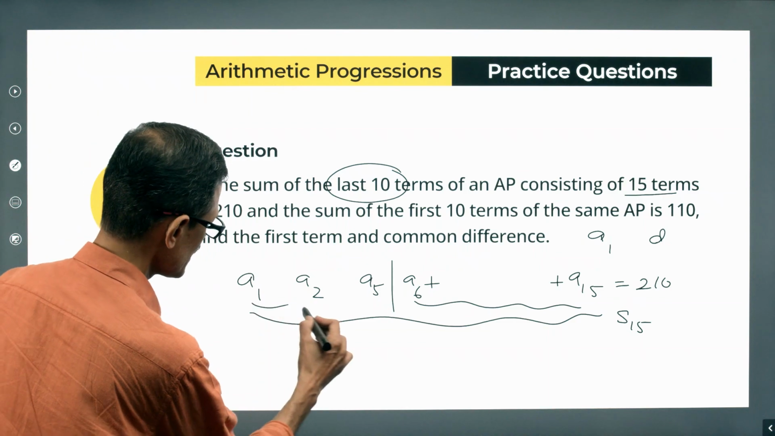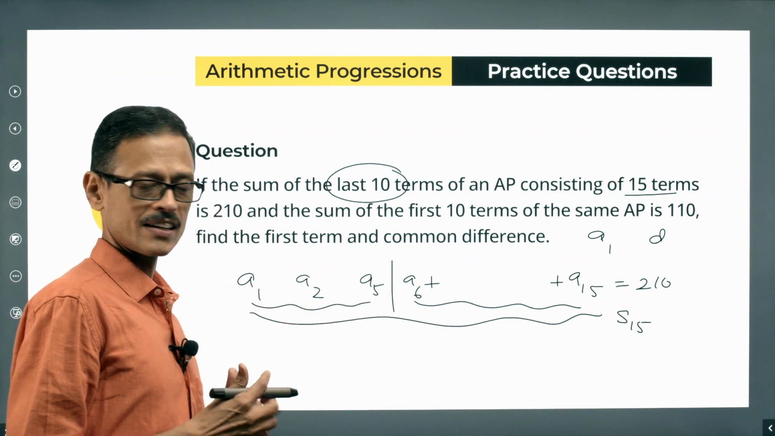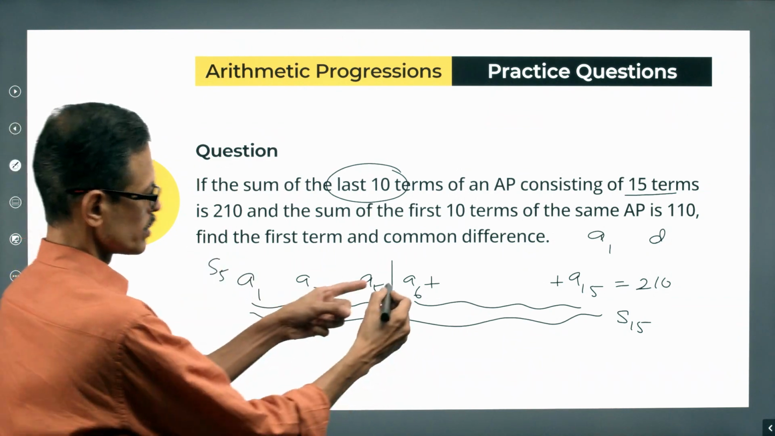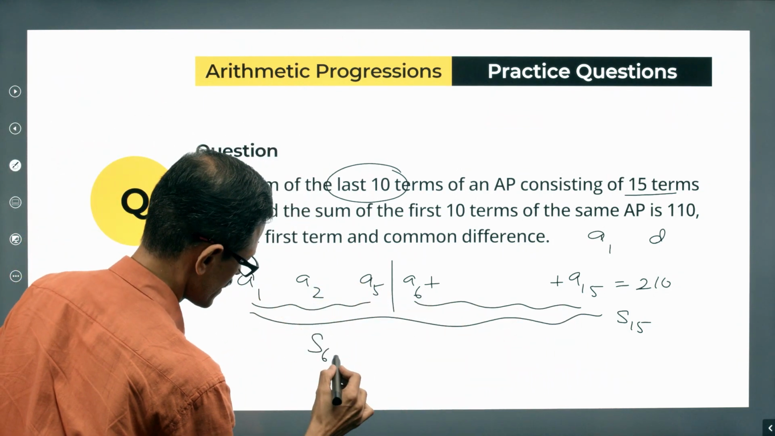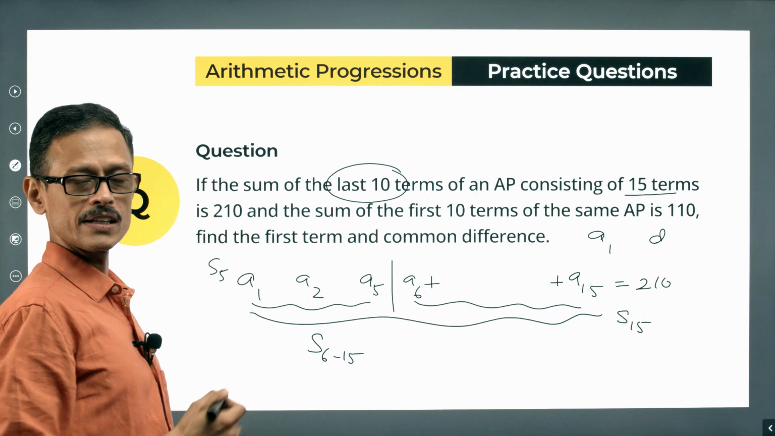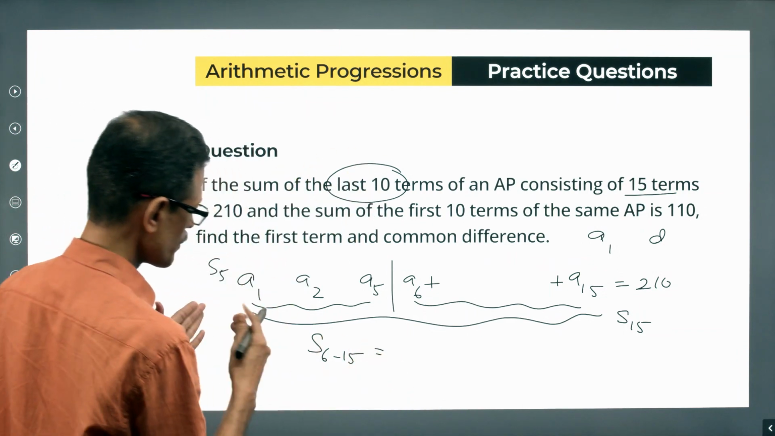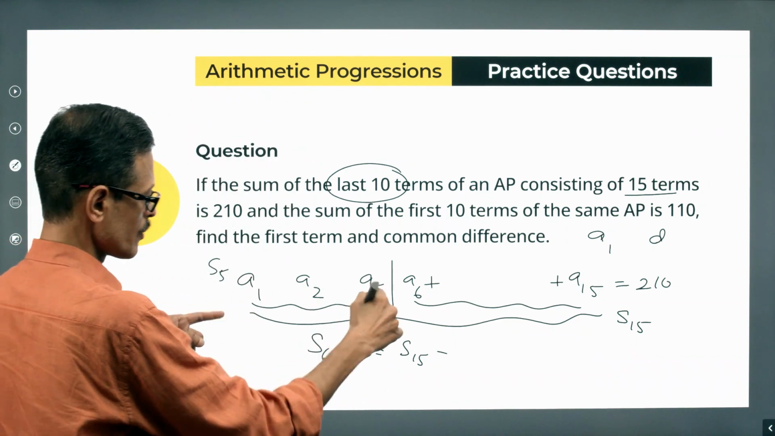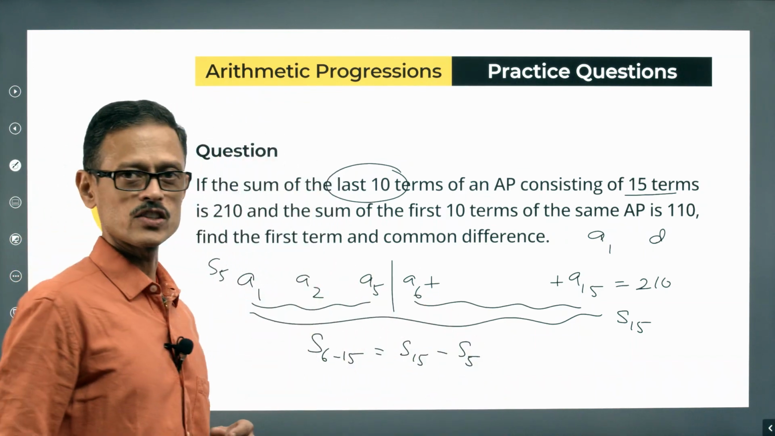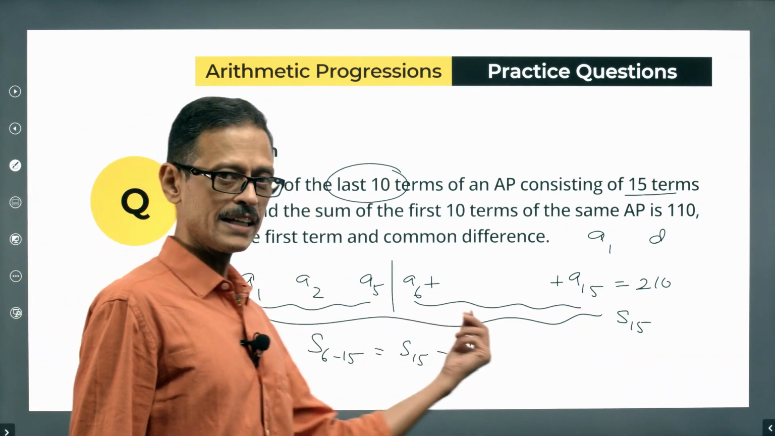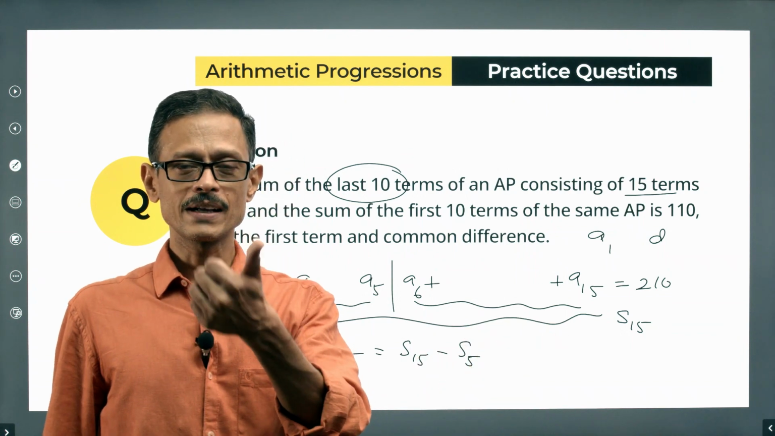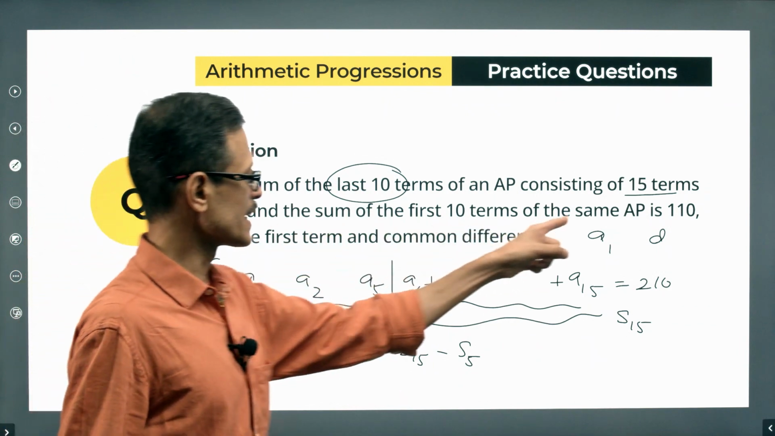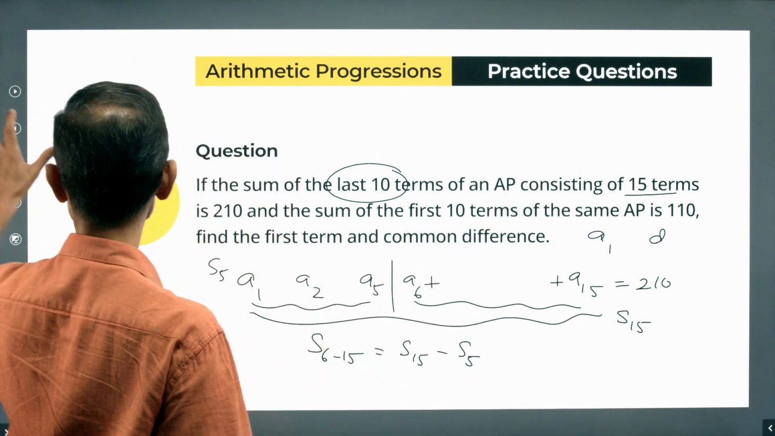What have we added extra? A1 to A5 has been added extra. This summation of the first 5 terms is nothing but S5. So, this summation, which I will call S6 to 15, which is equal to 210, is nothing but the sum of all 15 terms minus the sum of the first 5 terms, which is S5. So, we will frame an equation with this. This is going to comprise A1 and D as the variables in it. We will frame an equation with the second information, the sum of the first 10 terms. So, it is a 3-step process.